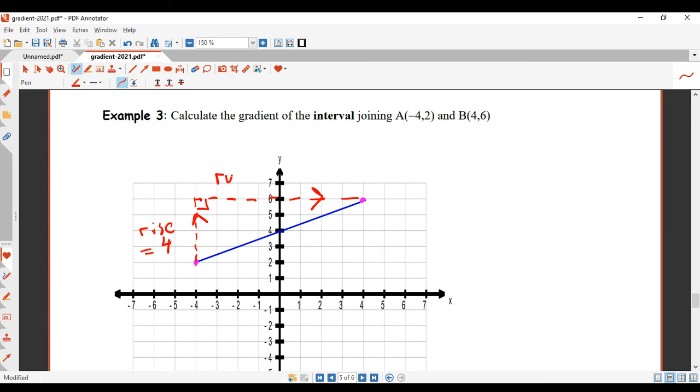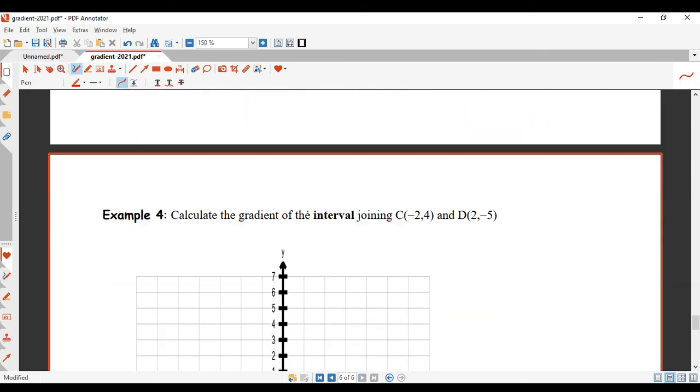And the run, well, starting from that corner there, I've gone from -4 to +4. The run is going to be +8. So the slope of the line, rise over run, is equal to 4 over 8, which simplifies to a half. It's a positive value, which matches what we observed. This is a line or an interval which slopes up from left to right, so we would expect a positive value. Okay, let's move on.